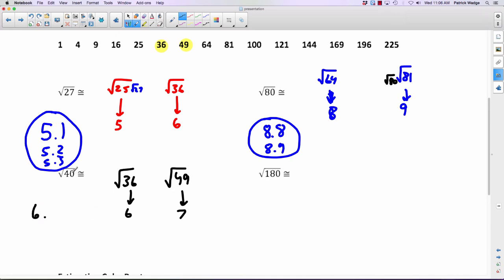Okay, is 40 closer to 36 or 49? Well, 40 is 4 more than 36 and 9 less than 49, so it's closer to 36. It's a little bit closer, not dramatic, but a little bit closer.